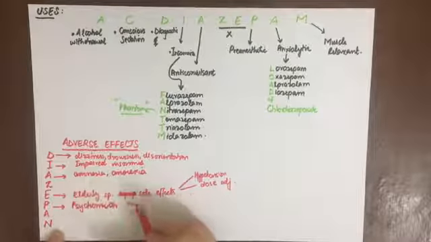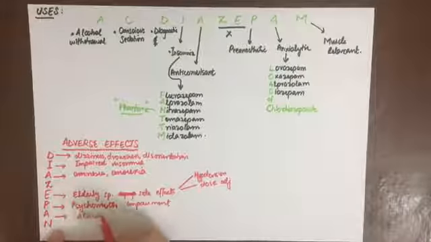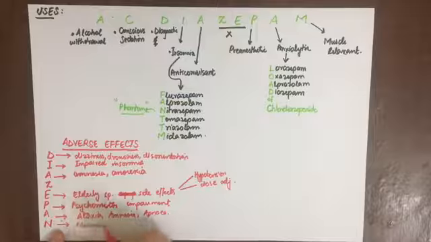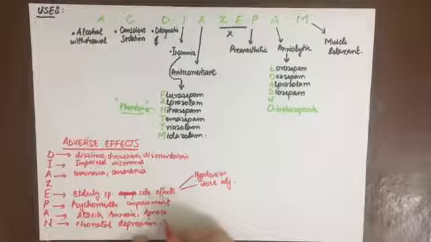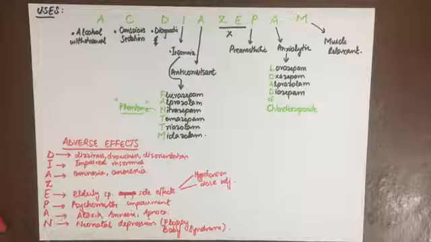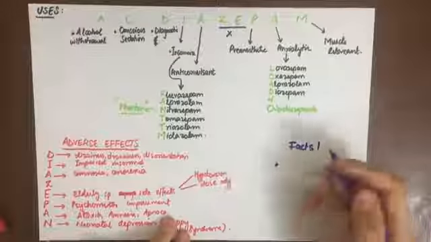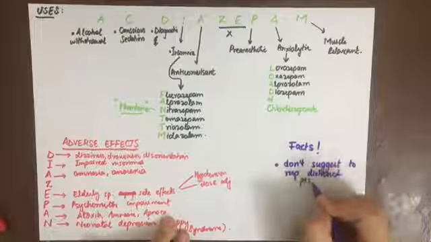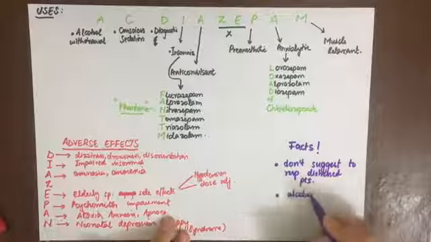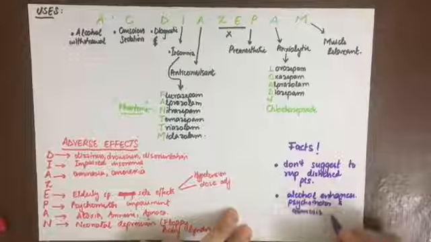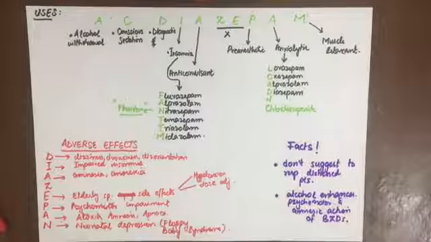P for psychomotor skill impairment. A for ataxia, amnesia, and apnea. And M for neonatal distress. It is also called floppy baby syndrome, which can be caused if the mother is taking benzodiazepines for some reason, and they can be passed in the milk to the baby. Now, some important facts are that you should not give benzodiazepines to respiratory depressed patients, because it will compromise the ventilation, of course. And alcohol, being a CNS depressant, enhances the psychomotor depression of benzodiazepine and also its amnesic action. That's all about benzodiazepines.